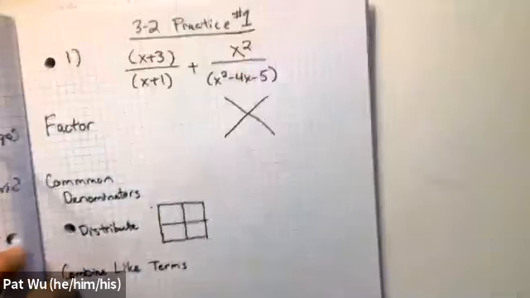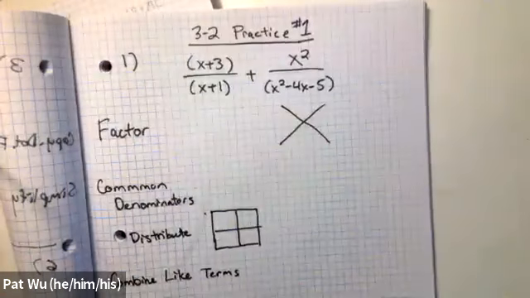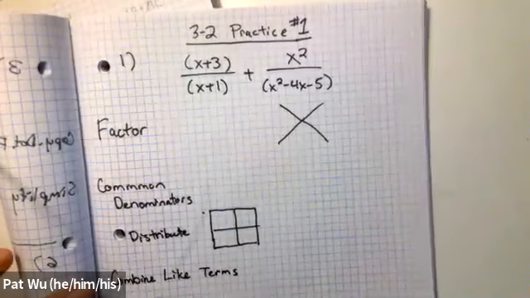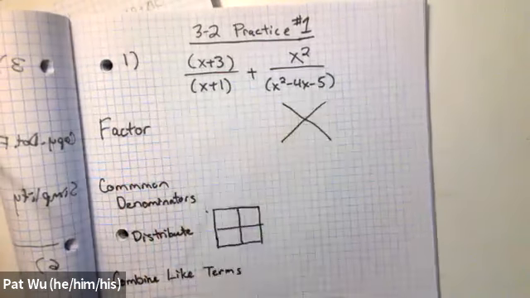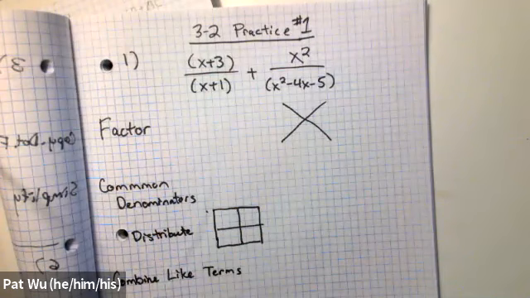So mathematicians, we're going to go over practice number 1. The expression is (x + 3)/(x + 1) + x²/(x² - 4x - 5). The first thing we need to do is factor this polynomial.